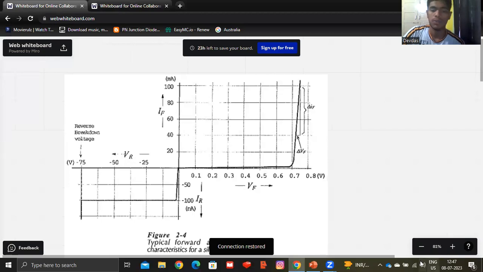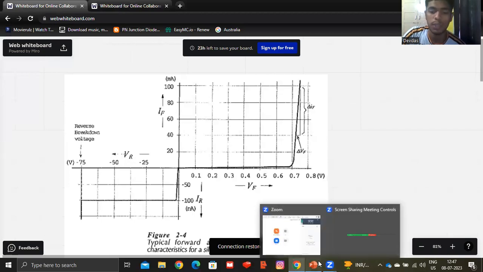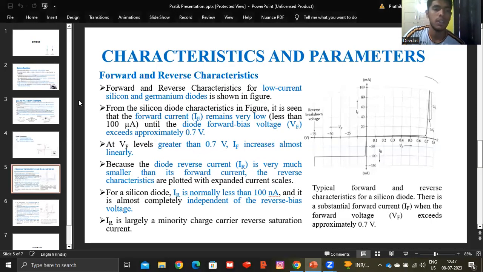Let's just go through the PPT first and explain later. Forward and reverse characteristics for low current silicon and germanium diodes are shown. From the silicon diode characteristics in the figure, it is seen that the forward current IF remains very low, less than 100 microampere, until the diode forward bias voltage exceeds approximately 0.7 volt. You see the diagram over there. So let's try to understand.